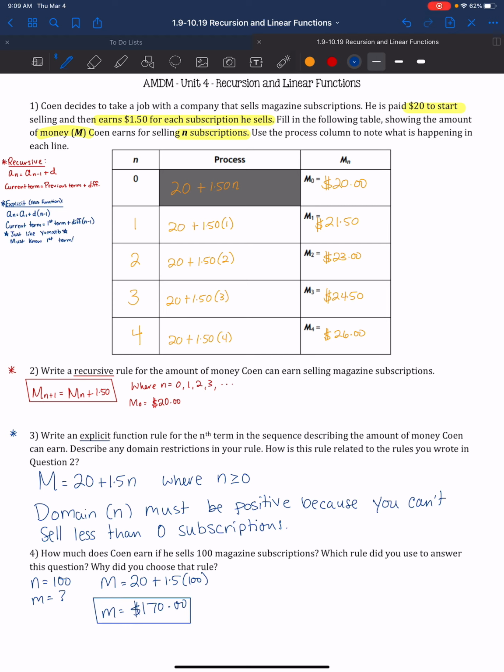And now it asks, which rule did we use and why? Well, I used explicit because we don't know any values before 100. And it's easier. It was easy just because all I had to do was plug in 100 and then multiply it out.